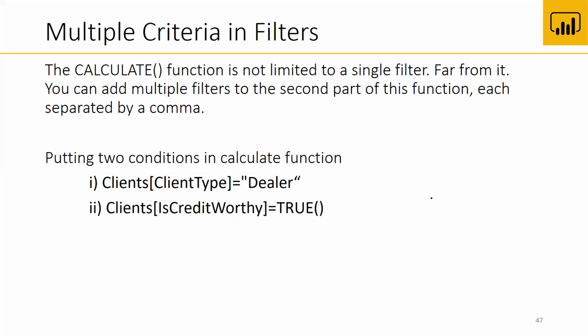The CALCULATE function can also be used for representing multiple criteria. Suppose we want to have two criteria: one is the client type is dealer, and the other is client is credit worthy true. These are the two conditions, and we want to put them into the CALCULATE function. So we can put more than one condition into the argument of the CALCULATE function.